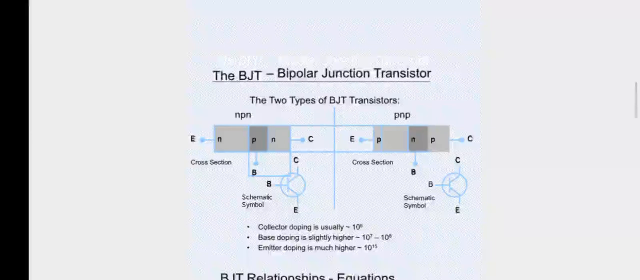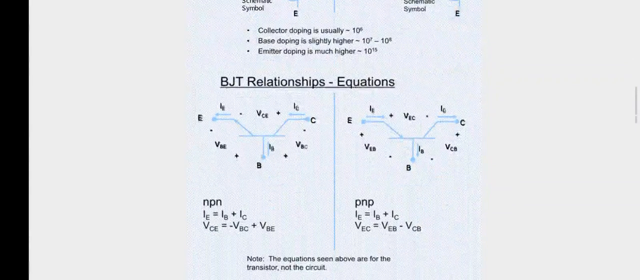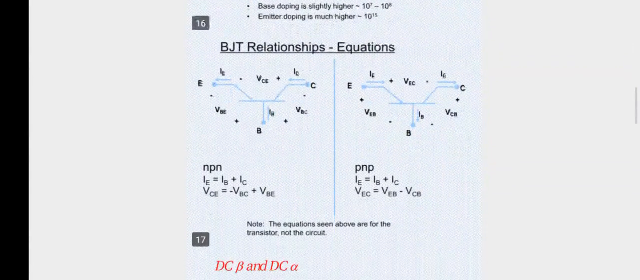NPN means two N layers and one P layer. PNP means two P layers and one N layer. Based on this, we have three terminals: emitter, base, and collector. From the diagram, you can easily understand the BJT. This is the relationship equation, the current and voltage equations of the NPN and PNP transistor.